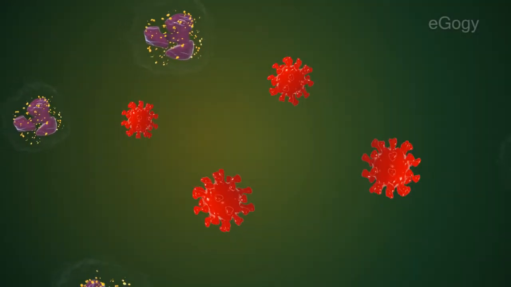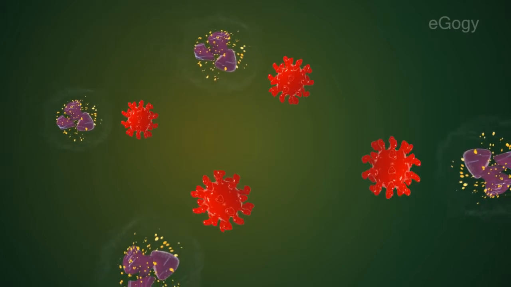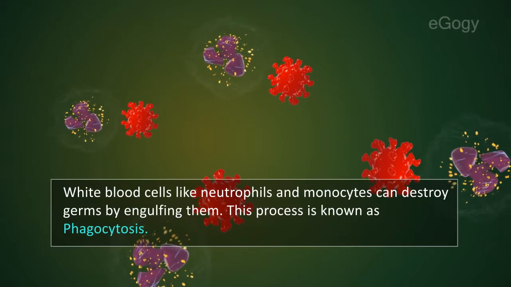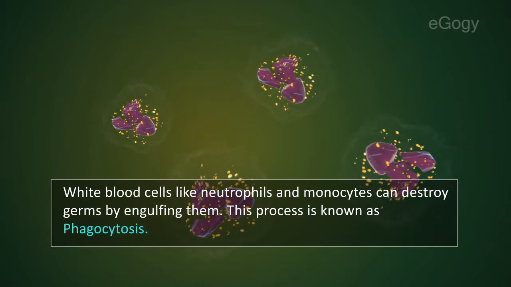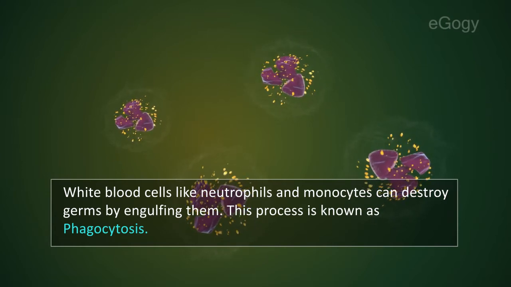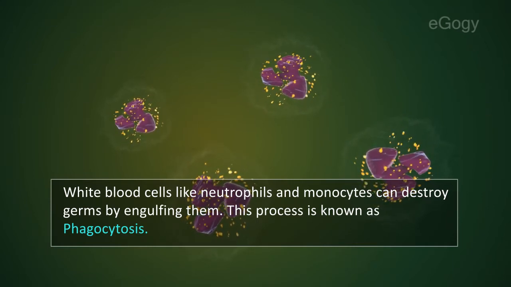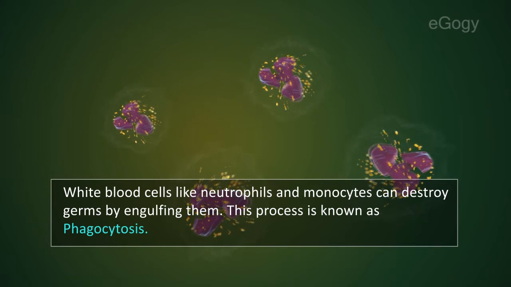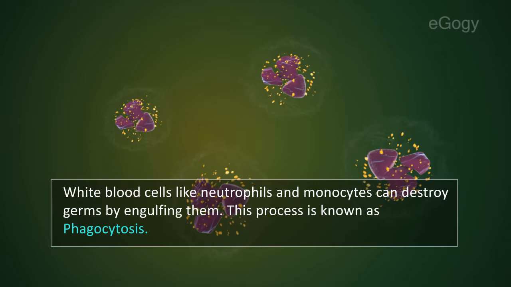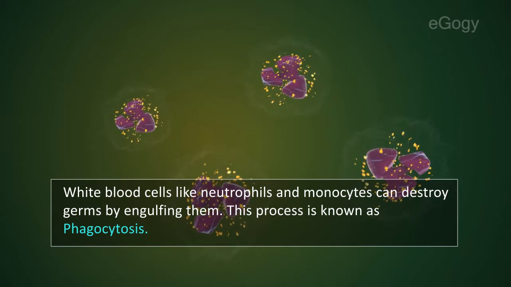White blood cells are blood corpuscles which maintain the defense mechanism of our body. White blood cells like neutrophils and monocytes can destroy germs by engulfing them. This process is known as phagocytosis. Those factors that destroy germs like this are called phagocytes. Neutrophils, monocytes, and macrophages are the three major types of phagocytes.